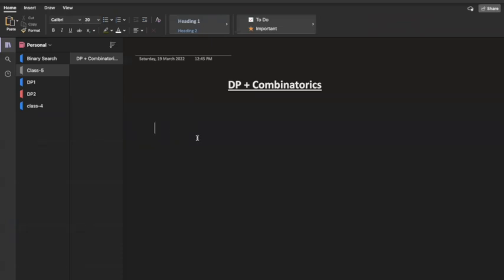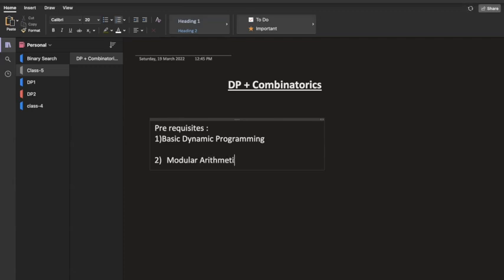Before starting, let me go over the prerequisites for understanding the problems. First of all, you should be familiar with basic dynamic programming. Secondly, you should be familiar with modular arithmetic, so simple operations like addition, subtraction, and multiplication under the modulo sign, and obviously division. That is the most important of all. And thirdly, you should be familiar with basic combinatorics.